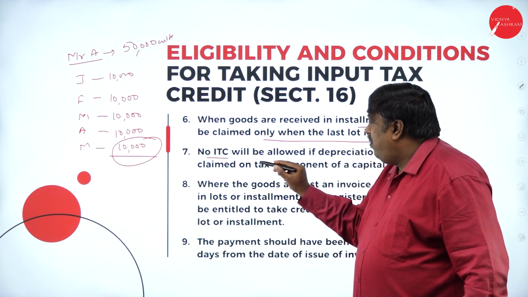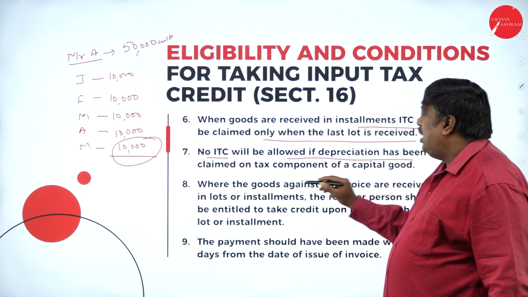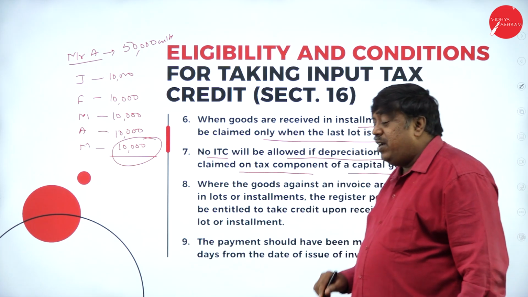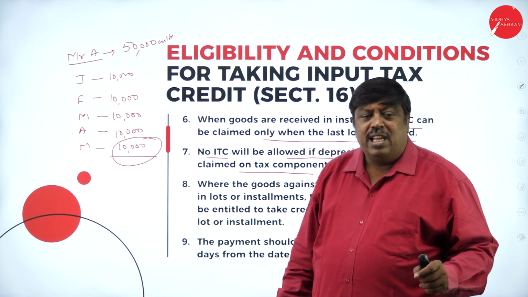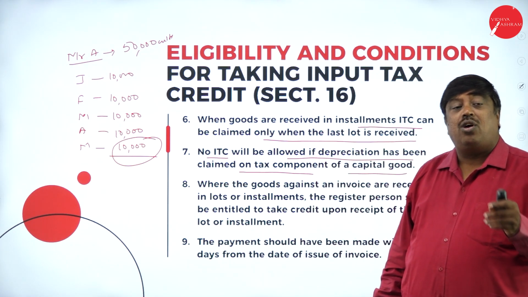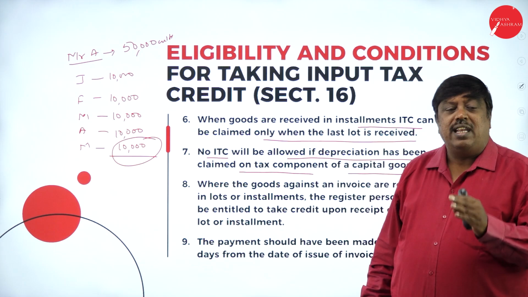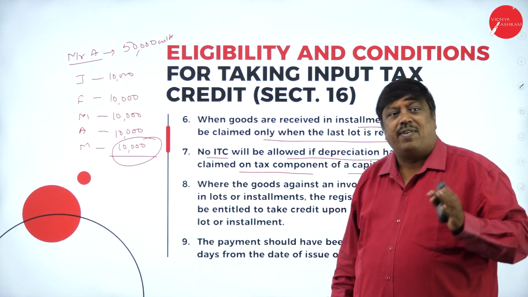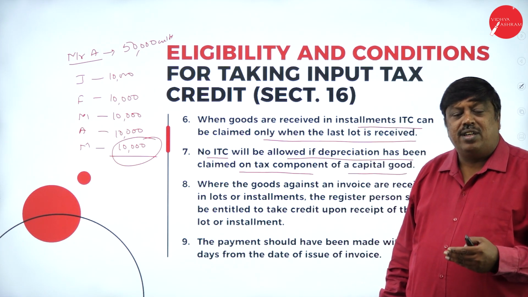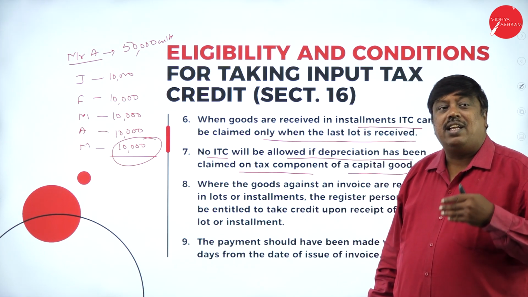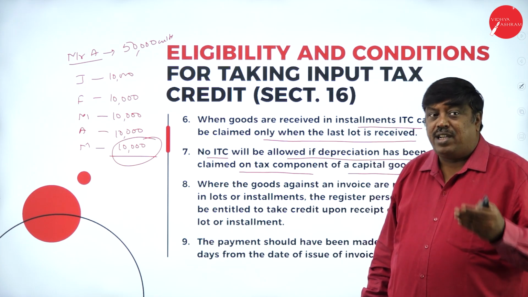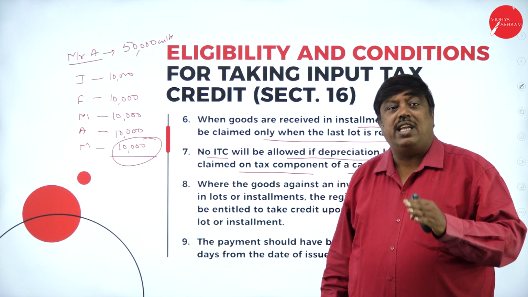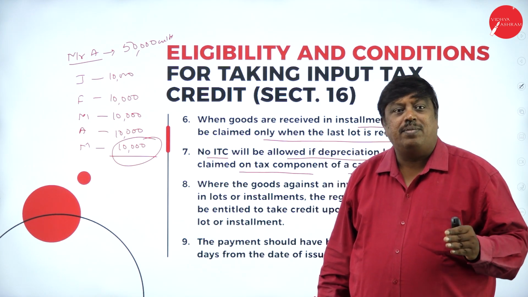No input tax credit will be allowed if depreciation has been claimed on the tax component of capital goods. They're saying that if any capital goods are there and if you have claimed any depreciation on such capital goods, then we are not eligible for input tax credit benefit. For example, we have purchased furniture, and if I have claimed the depreciation on that furniture under the Income Tax Act, then I'm not eligible for the input tax credit benefits from the government.